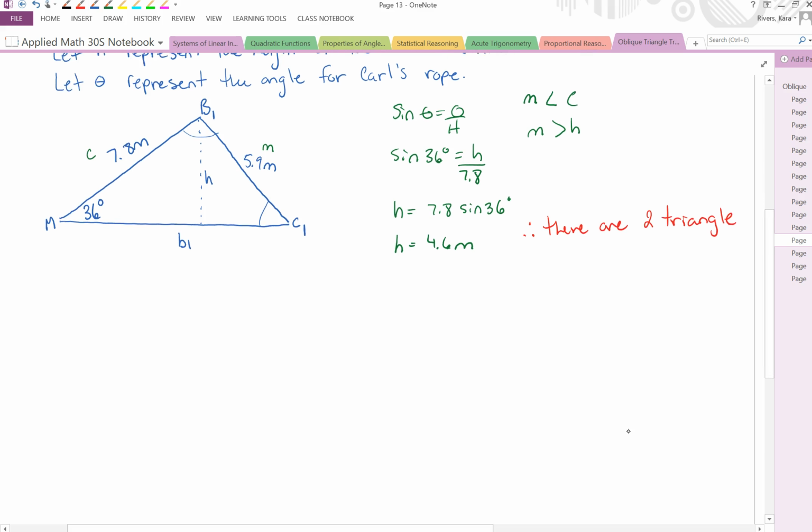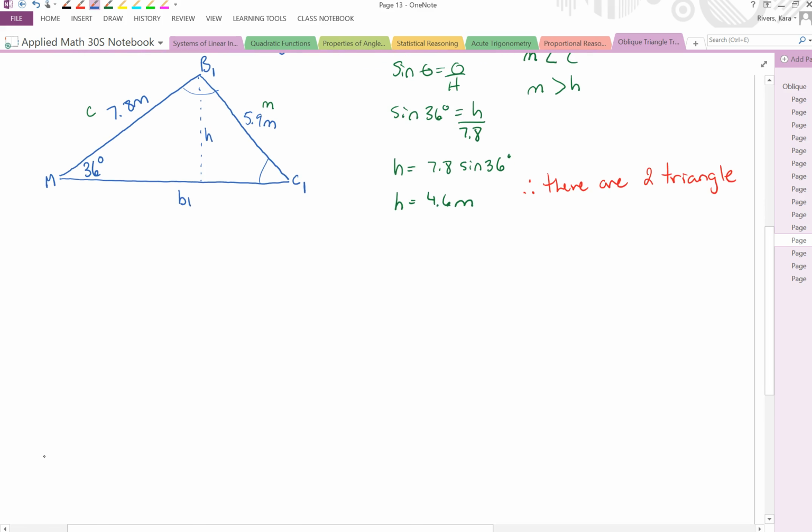Let's draw the diagram for the other scenario where Martina is still standing here, and this is still the balloon. The height hasn't changed, but now Carl is standing closer to her. And then this would be solving for B2. This is still 7.8 meters, and this is still 5.9 meters. Alright, so let's do this again. Let's solve the first triangle.